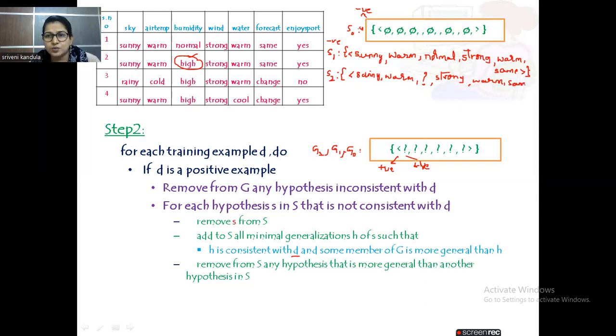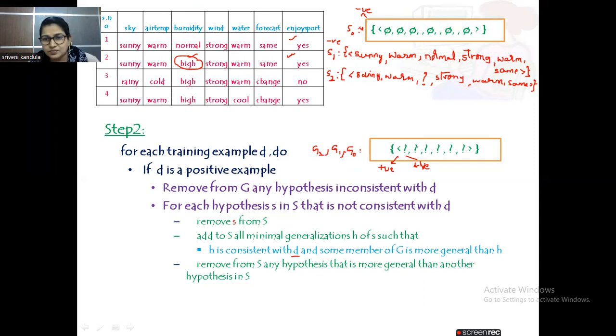So now this hypothesis should classify both my examples as positive. Let us check with the first example: sunny, warm, question mark. Sunny, warm, and normal. Any value is accepted by the question mark. So it is consistent. Next is strong, warm, and same. So it is correctly classifying the first example. Coming to the second example, sunny, warm, high. In place of high, we have a question mark, so the high value is accepted. Strong, warm, and same. It is correctly classifying the second example also.